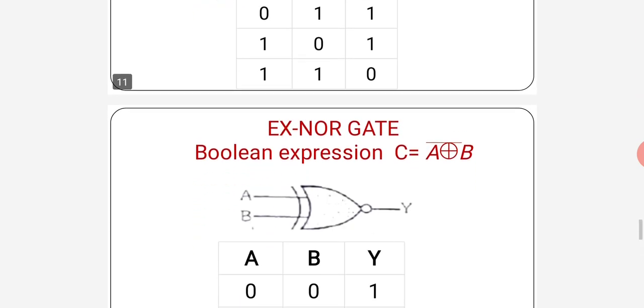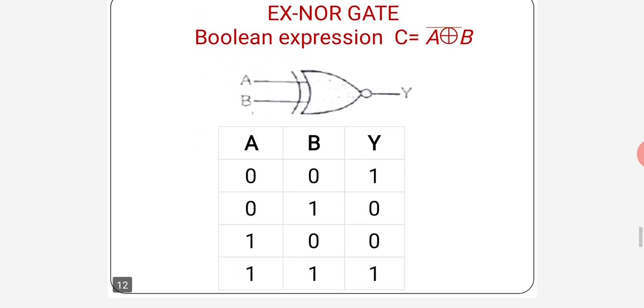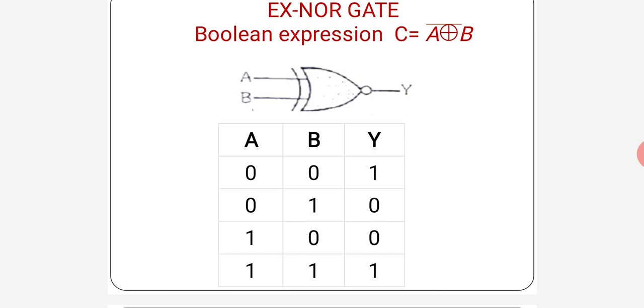Okay, let's look at this one. We have the exclusive NOR gate, which is the opposite of the exclusive OR gate.